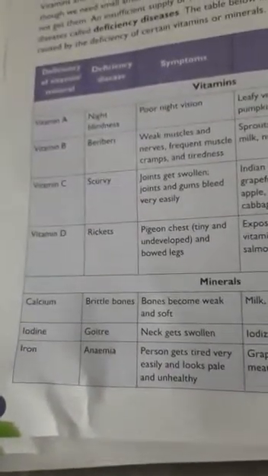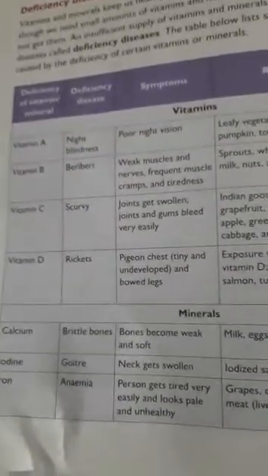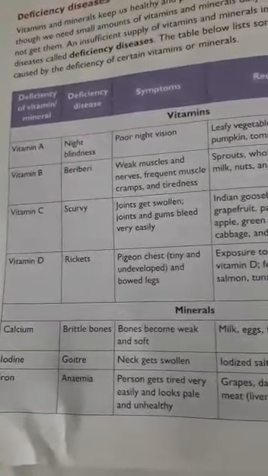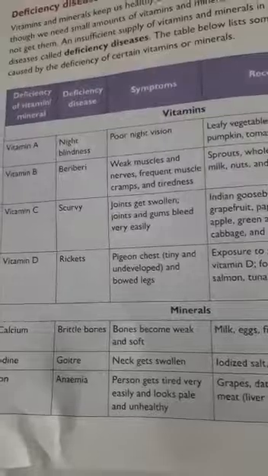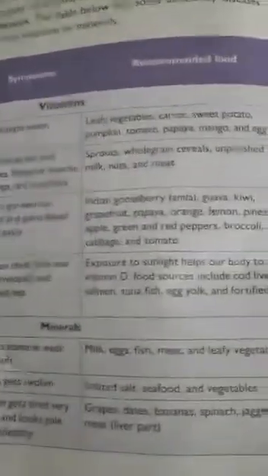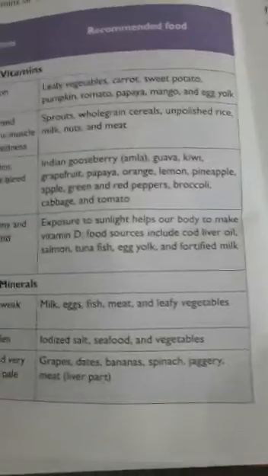Next is vitamin D. Deficiency of vitamin D causes rickets disease. In rickets disease, what will happen? There will be bowed legs, which means bent legs. A person who has rickets has this. Okay, so what are the sources of vitamin D?